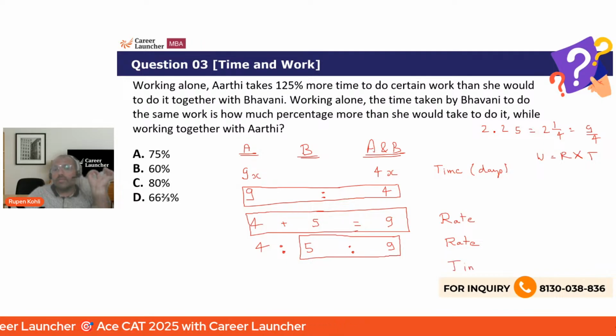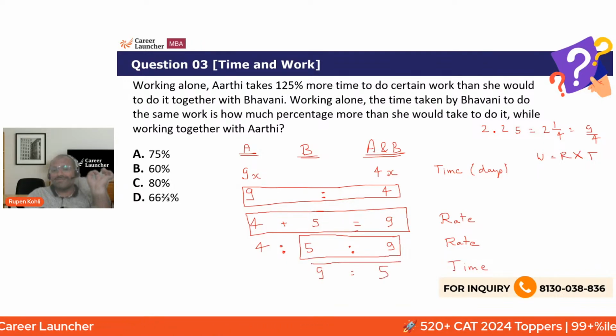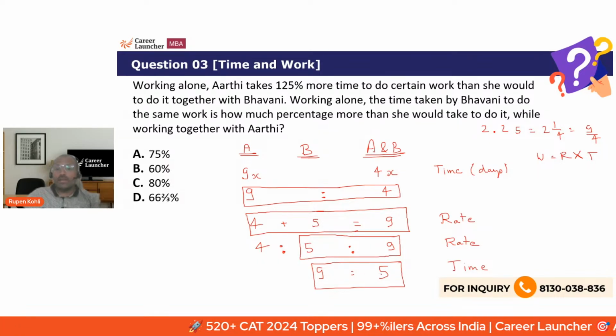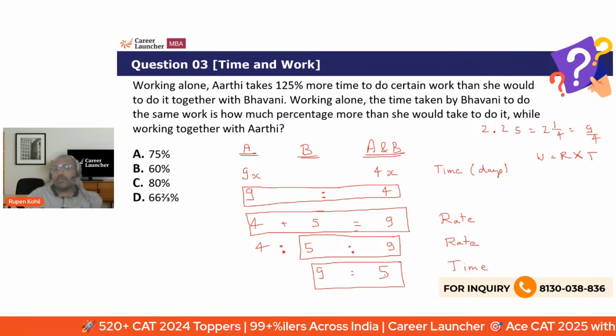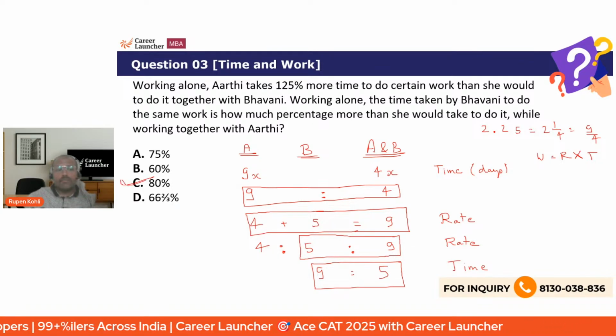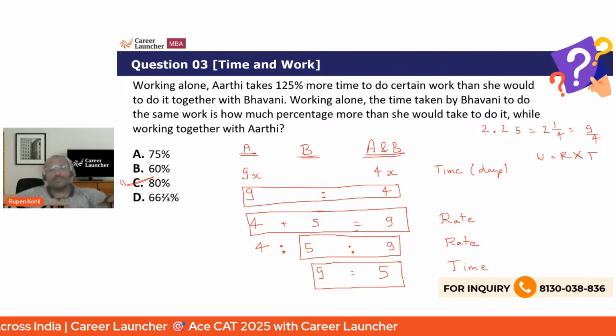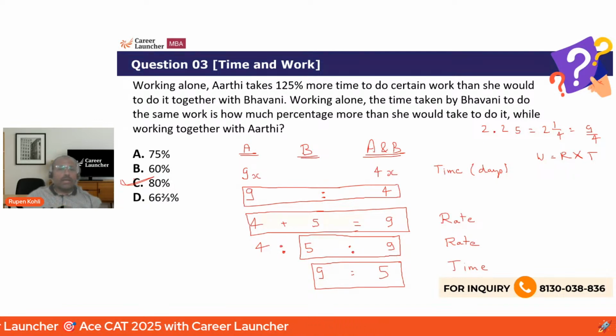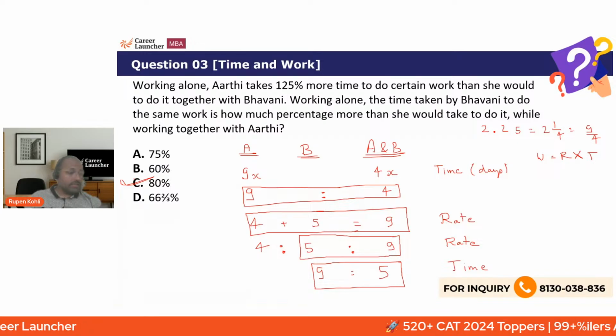So the time should be in the inverse ratio of 9 is to 5, right? 9 is to 5. So therefore Bhavani's time is 9 by 5 times with respect to them working together. 9 by 5 is 1.8. So that's an 80% higher time, right? So just a problem on establishing the ratio using the variation rule.